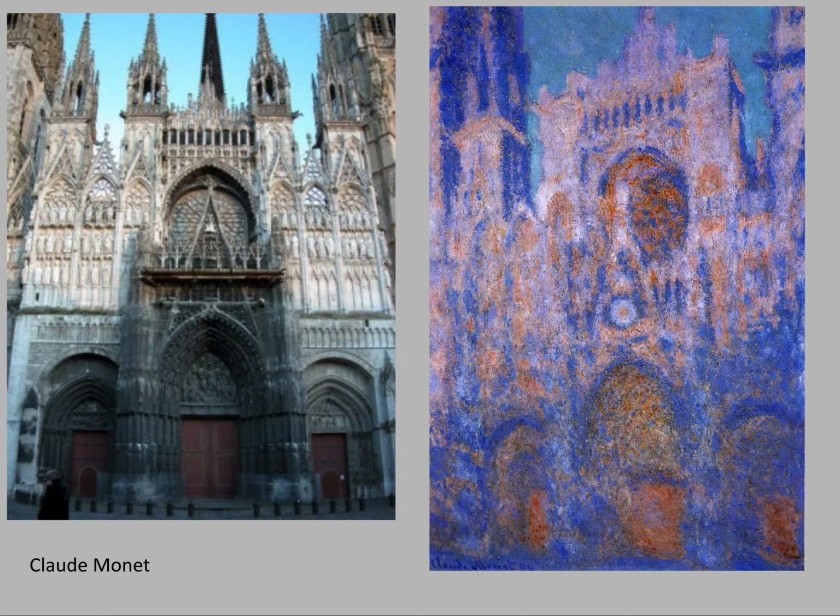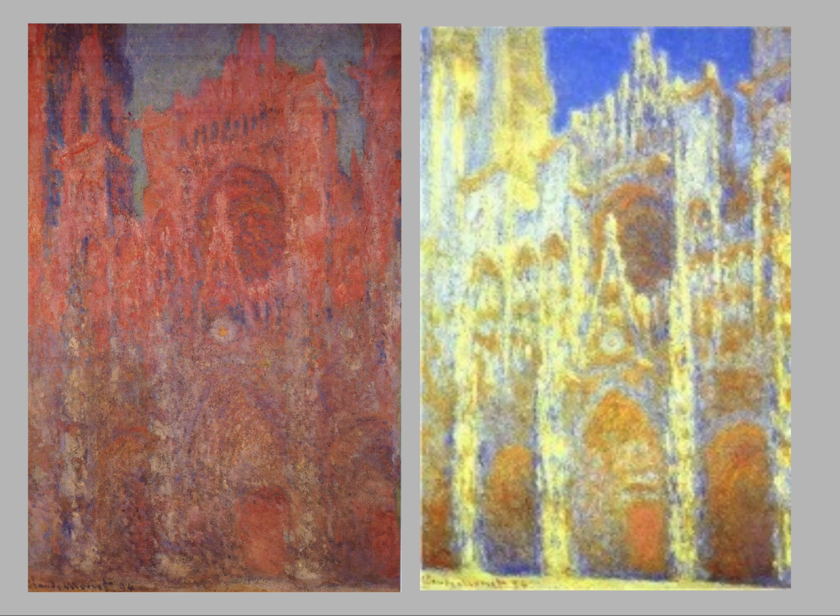So Claude Monet in the late 19th century obsessively painted this cathedral, the Rouen Cathedral, many different ways, many different times of day, in order to show how the color could change. Now he's exaggerating a lot, but what he's doing is noticing how the light itself on the object was creating a different sensation of color.